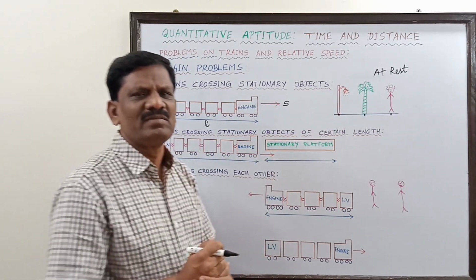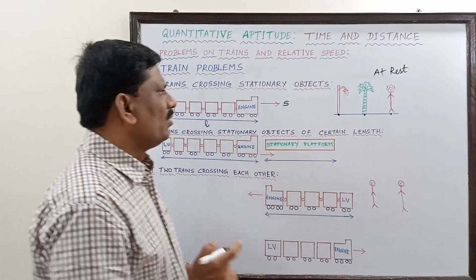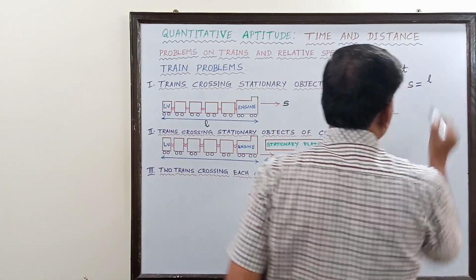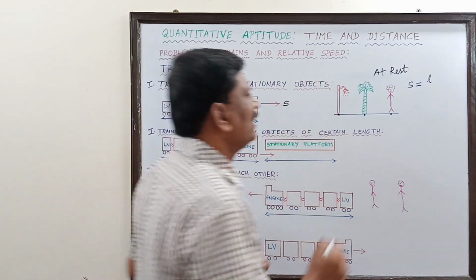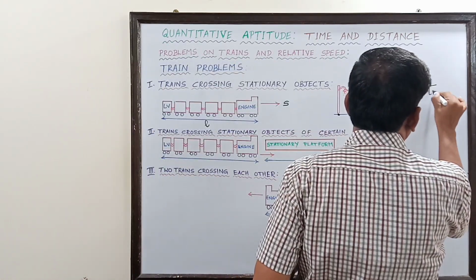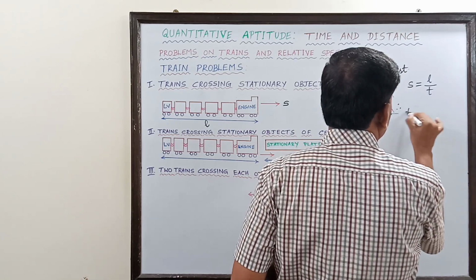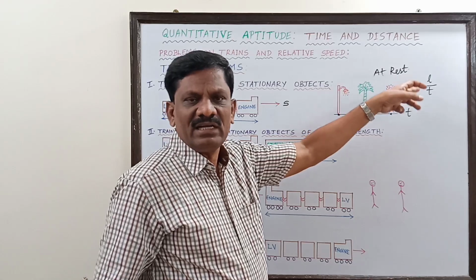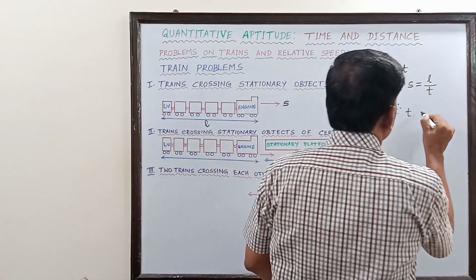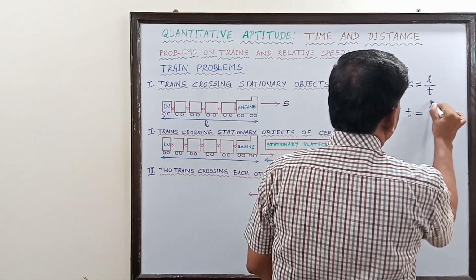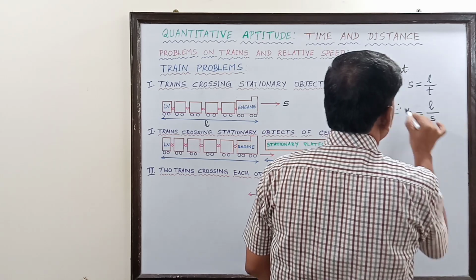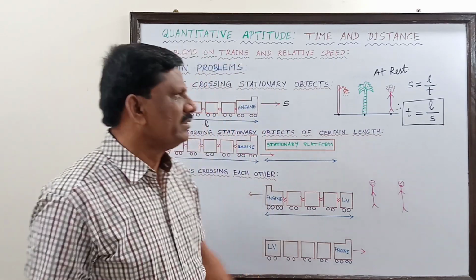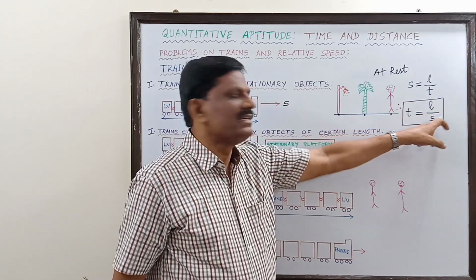In most of the problems, the time will be asked. So I will take that speed is equal to distance traveled, which is the length of the train, divided by time t. Therefore, the time taken by the train to cross these fixed or resting objects, t, must be equal to length of the train divided by speed. So this is the very important formula. L is the length of the train and S is its speed.